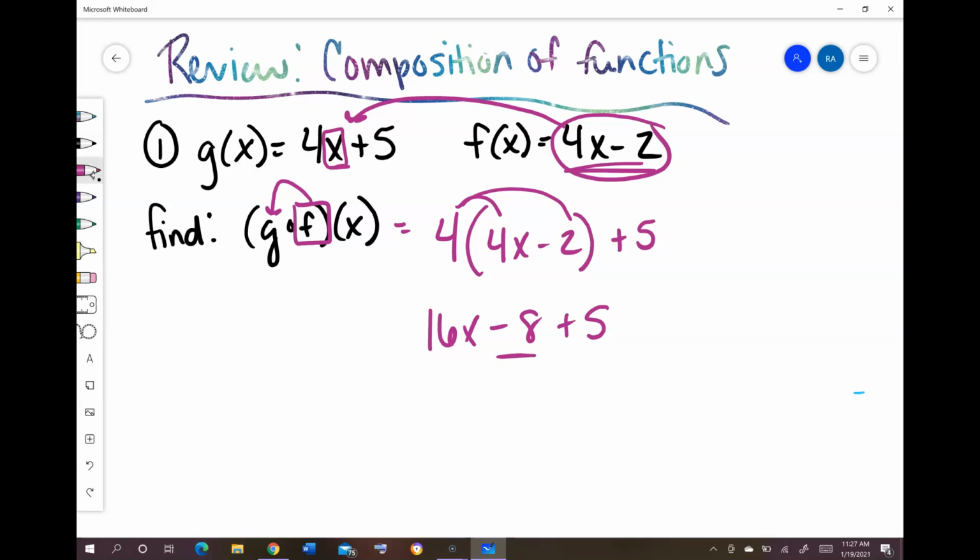Then we can clean up like terms. A negative 8 and a positive 5 is going to give me a negative 3. So my final answer is 16x minus 3. Okay? All right, let's do another one.